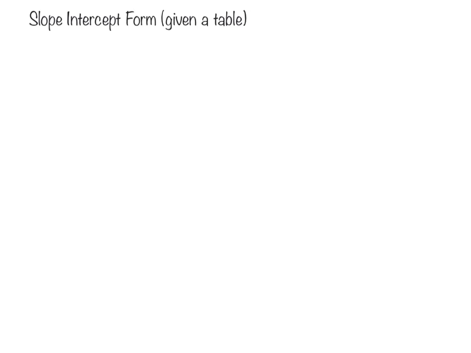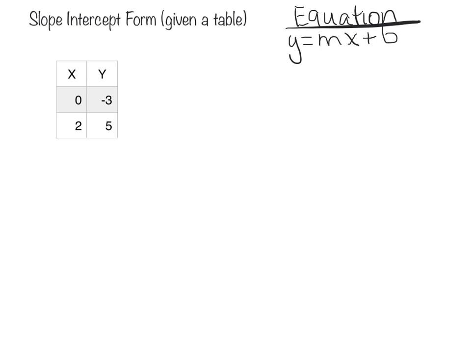This lesson is on slope-intercept form given a table. So we want to create an equation given a table, and it must be in slope-intercept form. So here's our first table. If we look, we need to find the y-intercept and the slope.